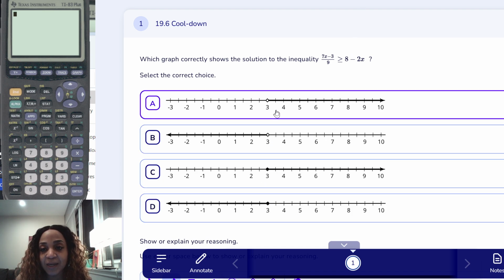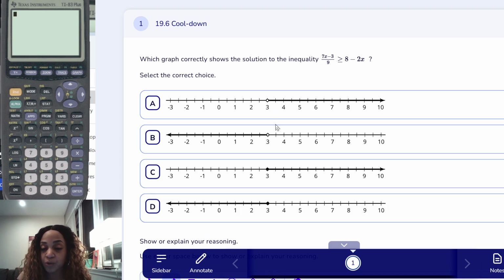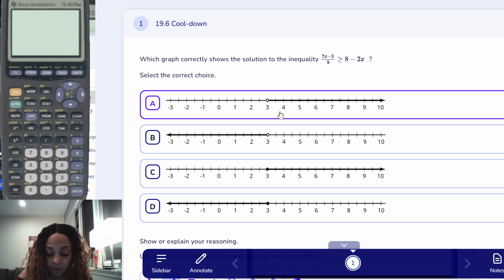I noticed that they all have the dot or the circle on the number 3. So A and B have an open circle at 3, which means that 3 is not included in the solution. And C and D both have a closed circle at 3, stating that 3 is within the solution. So let's start off by testing out the number 3.